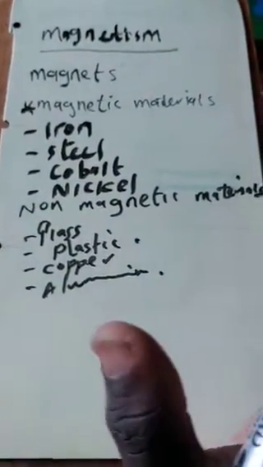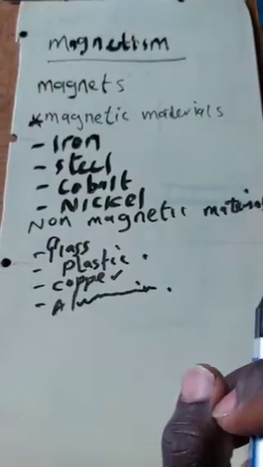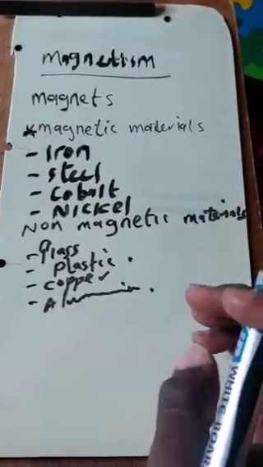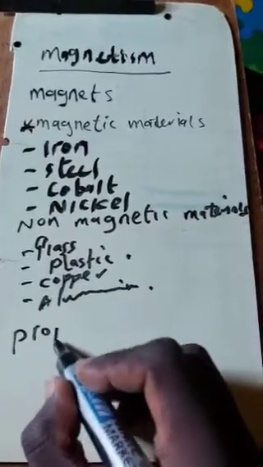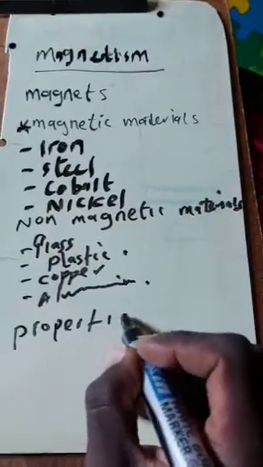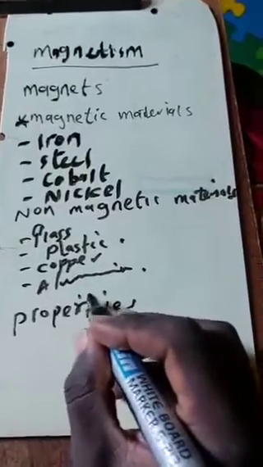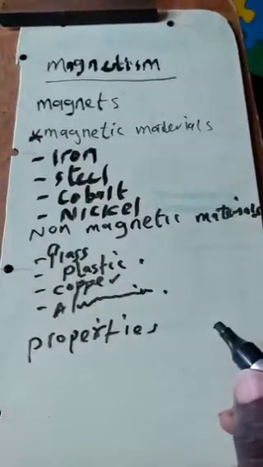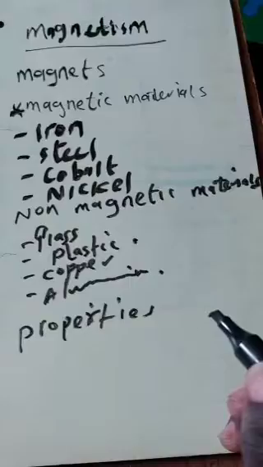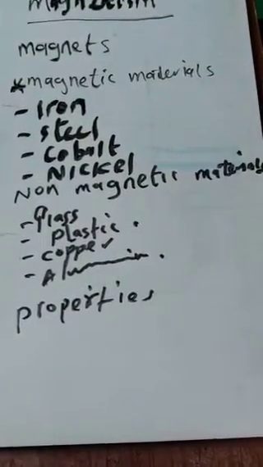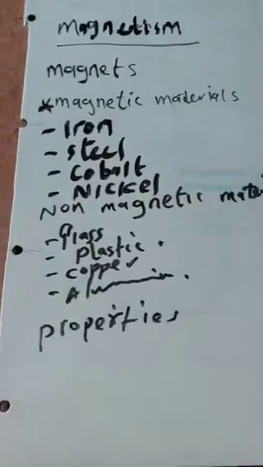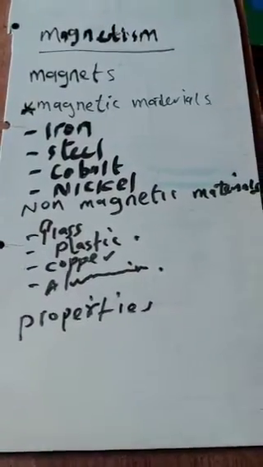That is like an intro on magnetism. And then we have important things to discuss on magnets. These are the properties of magnets. When you are asked to describe the properties of something, they want you to give them what that thing does for it to be called that thing.